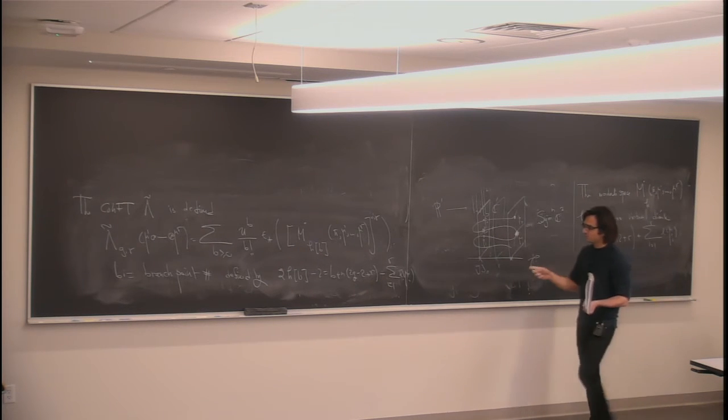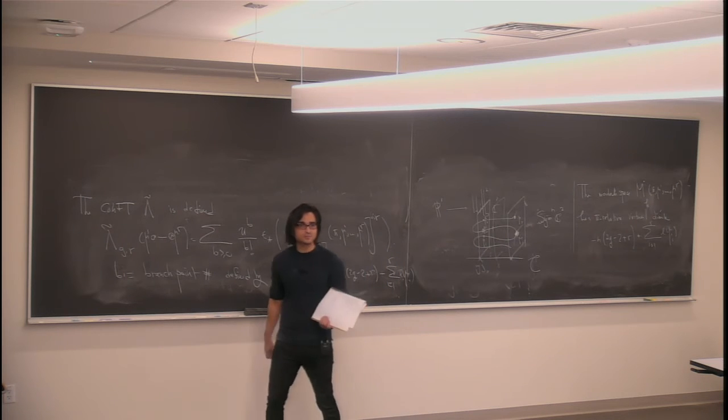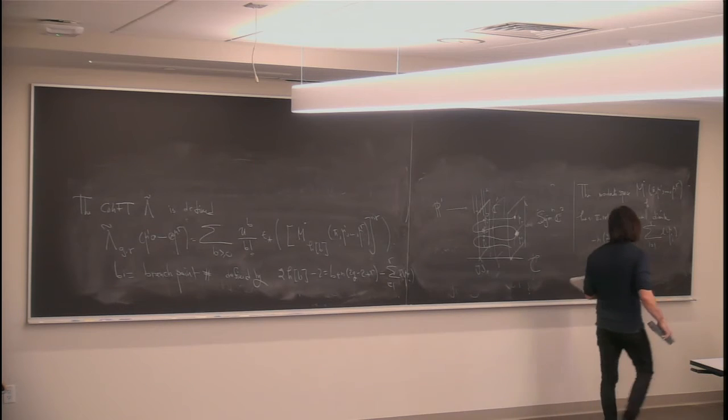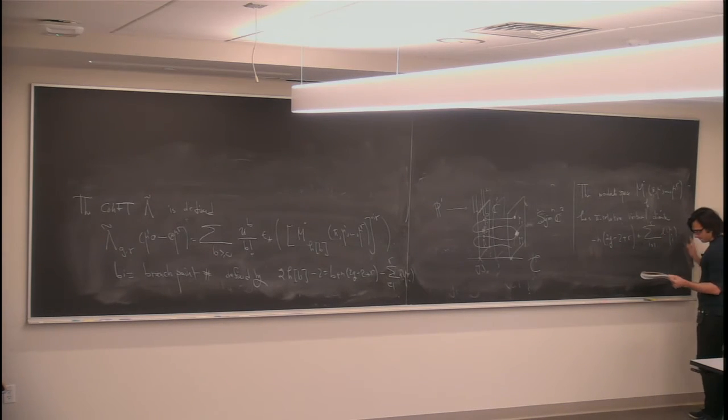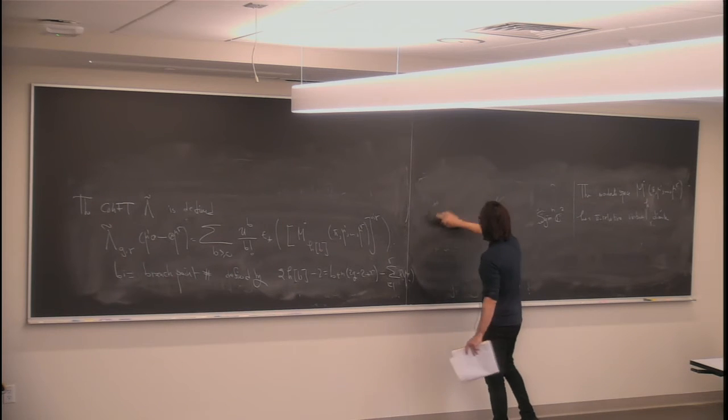If hb, this guy, is not an integer, then basically the moduli space of stable maps becomes empty. h is the genus of your curve.